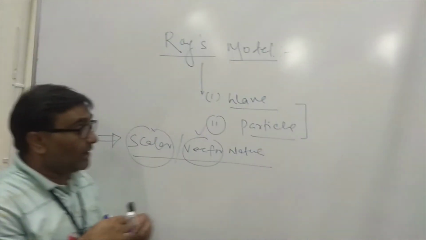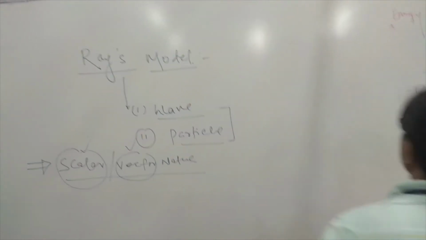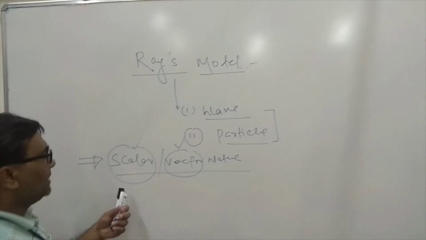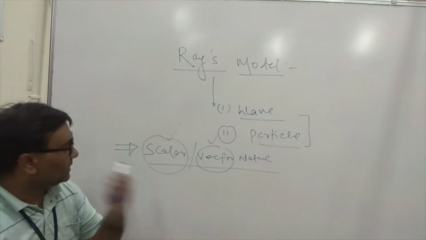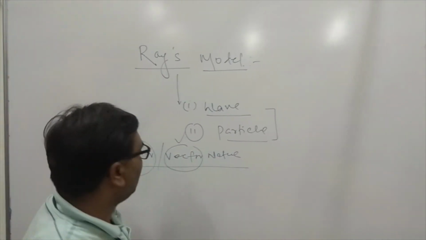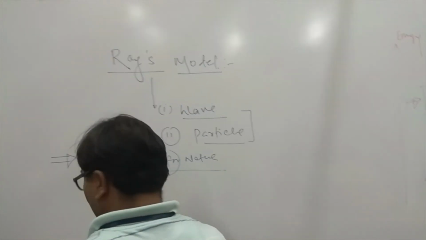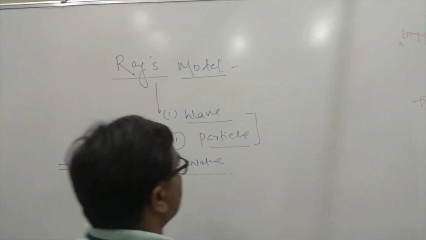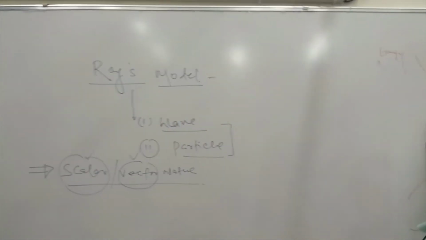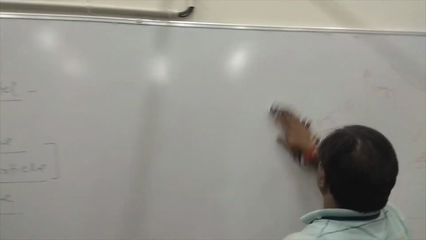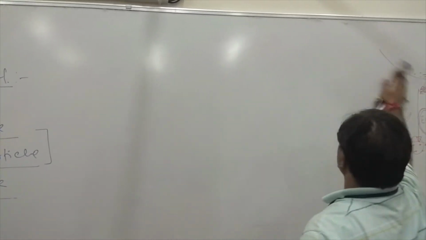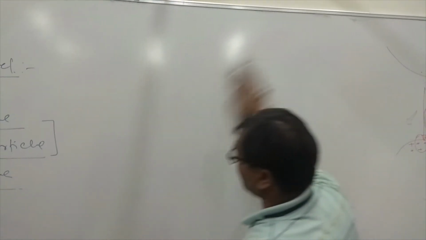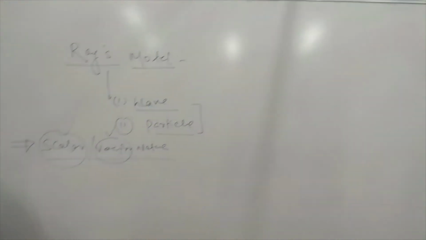Out of 60 or 70 students, you can tell something about scalar and vector. If you deal with only the magnitude, it is scalar, and if you deal with both magnitude and direction, then you can explain it with the vector nature. Now I will explain this concept, the rays model, with real-time examples and practical scenarios, so that you can understand and memorize the concept in a better way.